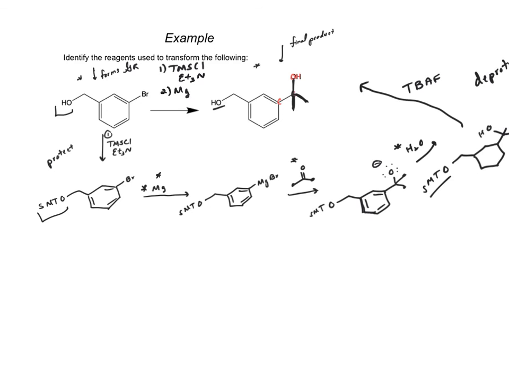So let me actually draw that a little bit clearer. We'll go below the arrow. This guy. Fourth step, we need to protonate our alkoxide, so this is just going to be water, or again, any source of protic solvent. And then fifth, we need to deprotect, and we're going to use TBAF to do that. All of these reagents are going to take this guy and turn it into this guy overall.